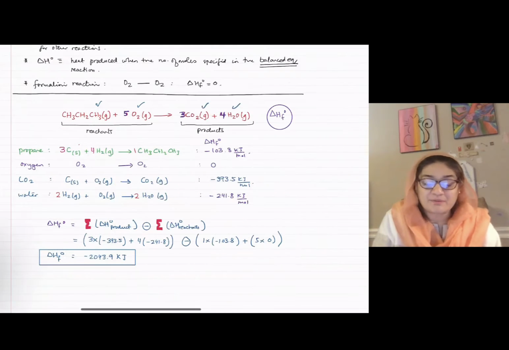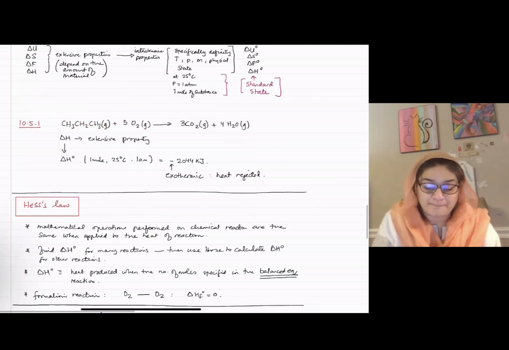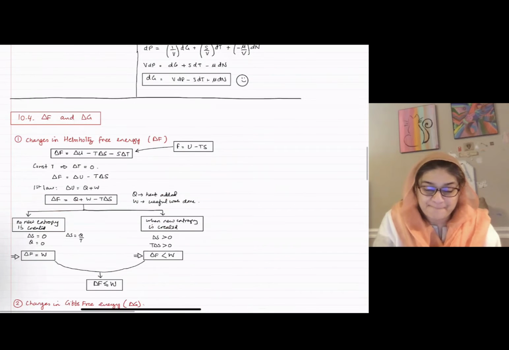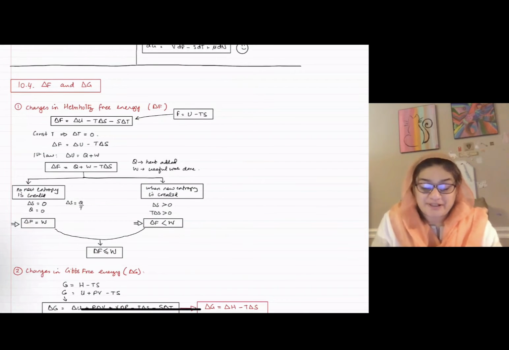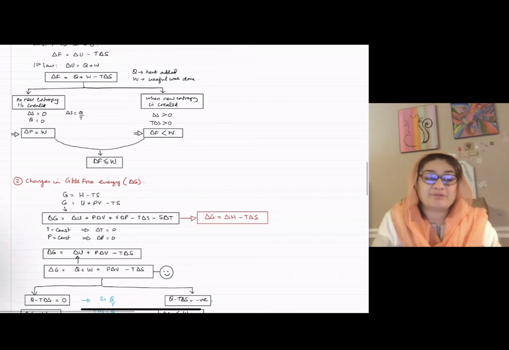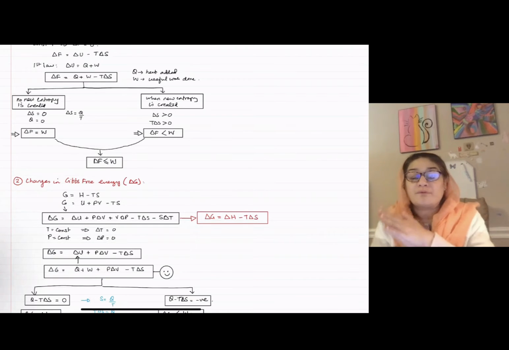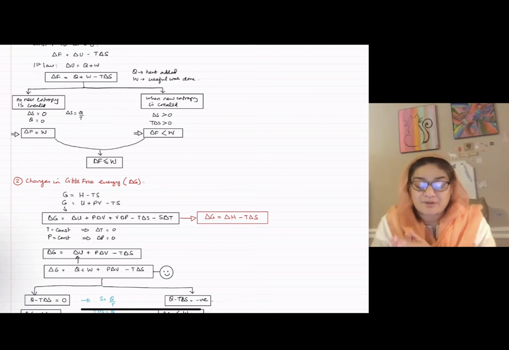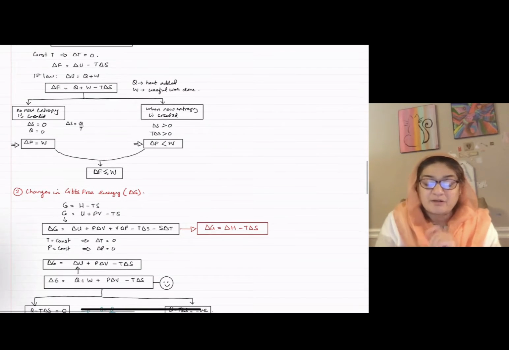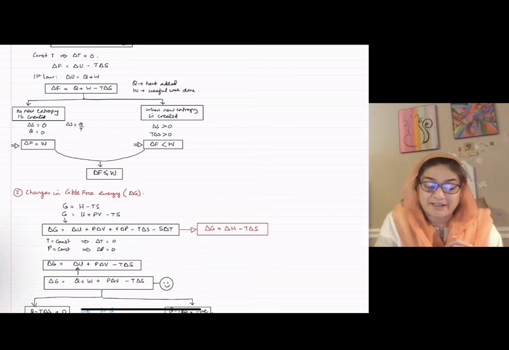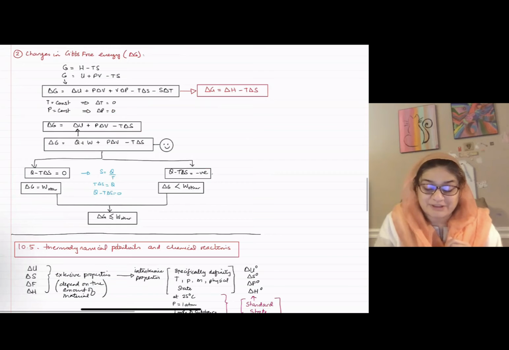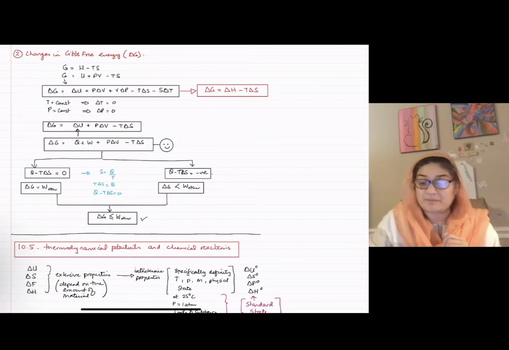Okay, so we started talking about delta F and delta G yesterday. We talked about the changes in Helmholtz free energy and the changes in Gibbs free energy, because those are the terms that are important for chemistry, and we have to understand them. Then we talked about how delta F is related to W, and how delta G is related to W, which is the work done.